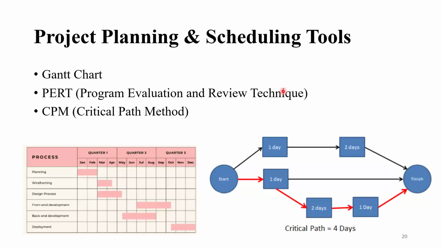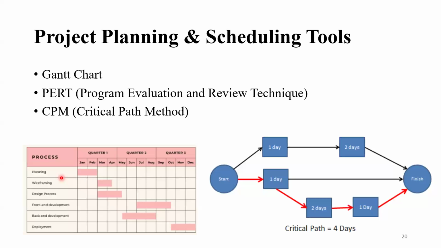Project planning and scheduling tools also involve mathematical calculations. First is the Gantt chart. Next is CPM, and next is PERT. Sorry, I have written it vice versa. First is the Gantt chart, next is CPM, then PERT. The Gantt chart is a fundamental thing.